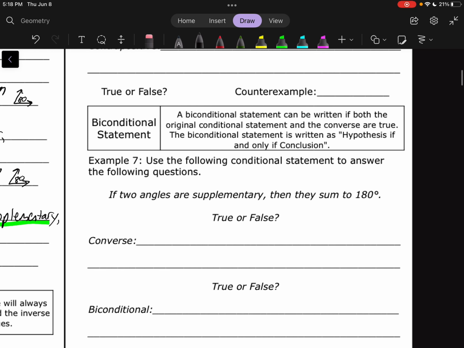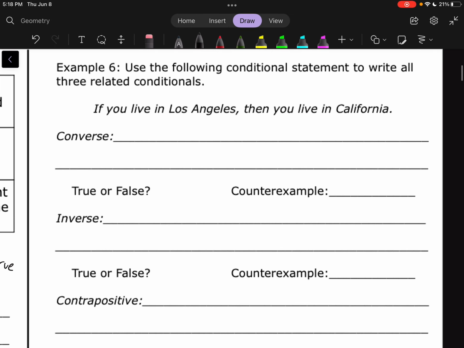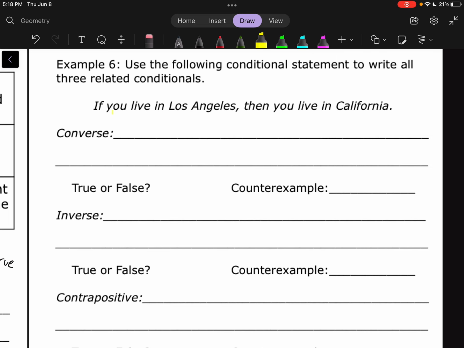Okay, so let's go to our last little bit here. We got example 6. Use the following conditional statement to write all three related conditionals. So we're doing the same thing here. So let's check this out. If you live in Los Angeles, then you live in California. So if we're going to flip that around for the converse here, we're going to say, if you live in California, then you live in Los Angeles.